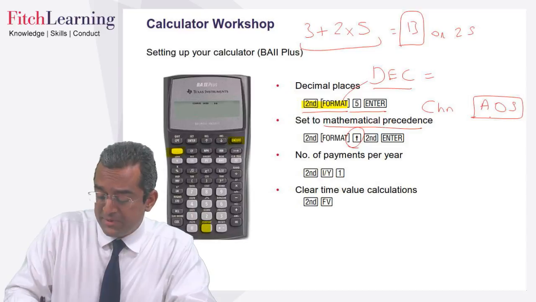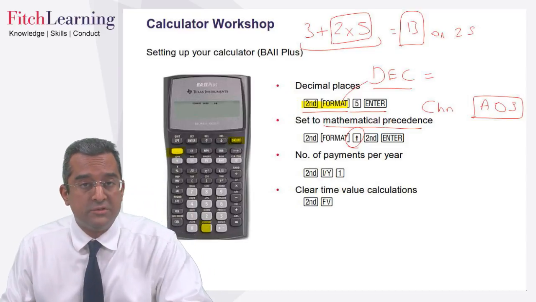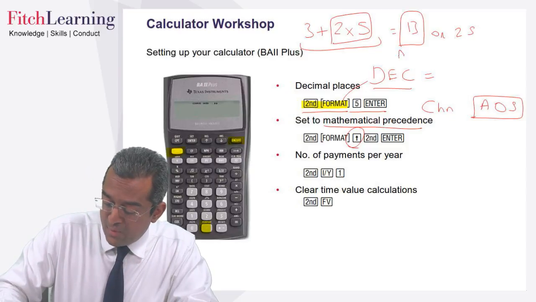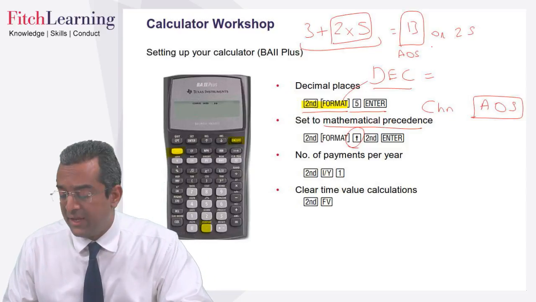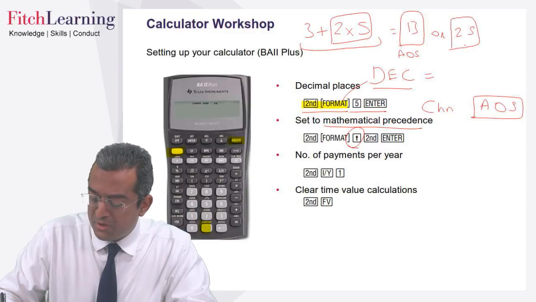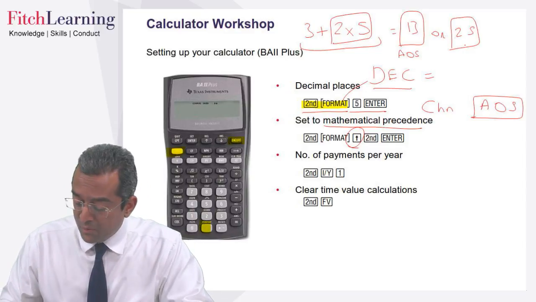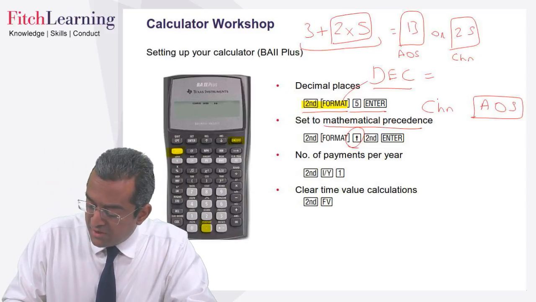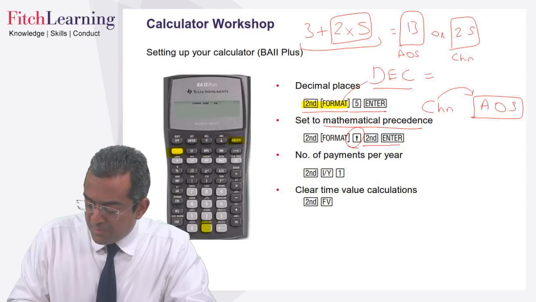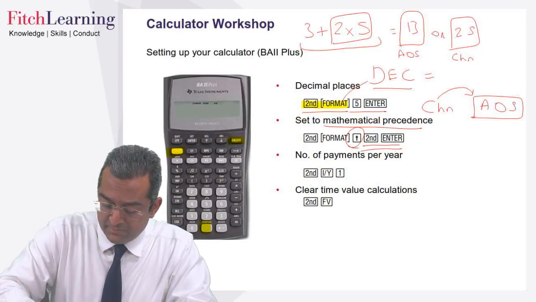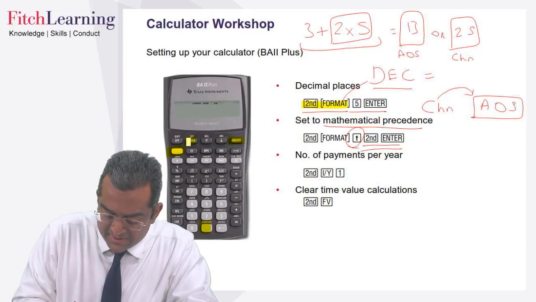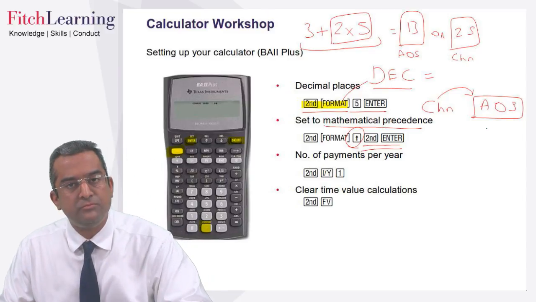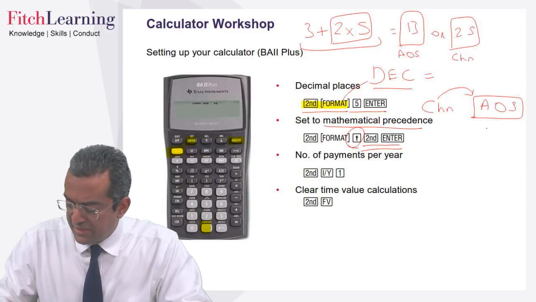I do the computation in the order of the rules. Multiplication is done first, addition is done last. So AOS mode will give you 13 for that calculation. If in chain mode, it's just the order you type things in, and that way you'll get 25 for that calculation. So we do not want chain. If you're in chain, you press the second and you press the enter button, and that should now adjust you to AOS. Once it's in AOS, you leave it there.